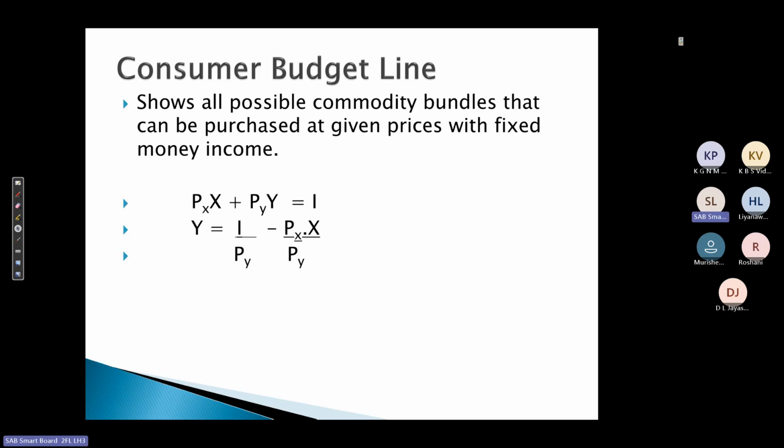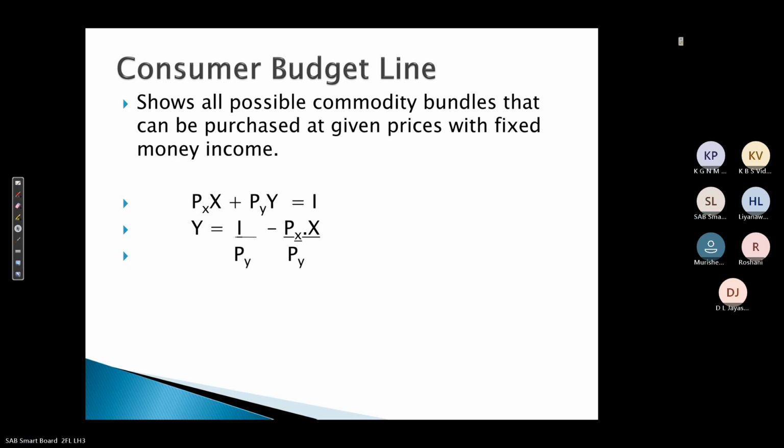The allocation for the consumption of products X and Y is given by PX into X plus PY into Y, which equals I, the income. That is the money income. That means he spends his total income among the two goods, X and Y, that we are talking about.